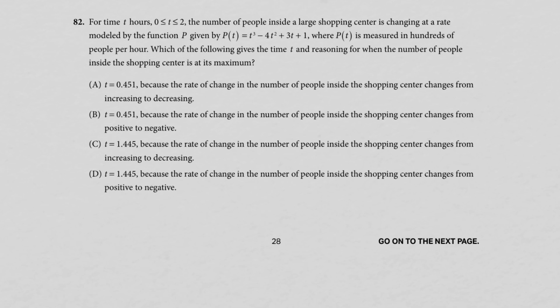82. From 0 to 2, the number of people inside a large shopping center is changing at a rate modeled by the function. So here's the equation. Measured in each unit is hundreds of people per hour. So that's a rate. So this is a graph of how the rate changes. Which of the following gives the time, t, and reasoning for when the number of people inside the shopping center is at its maximum? Interesting question. So t and p of t.